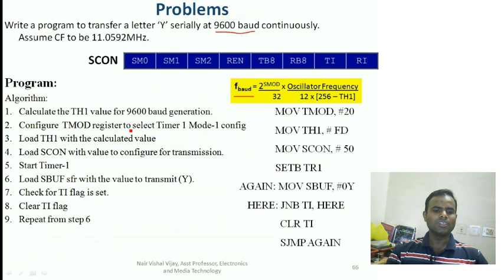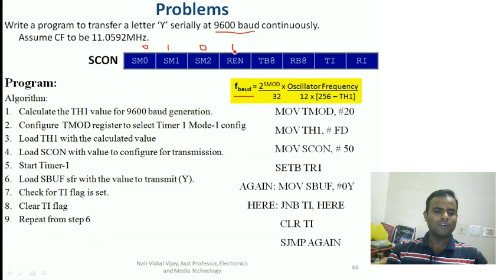Then you have to load TH1 with the calculated value, that is your FD, so that it will start giving a baud rate of 9600 bits per second. And load the SCON value. Now SM0 and SM1, because it is going to operate in mode 1, have to be 0 and 1. Now SM2 has to be 0, because we are not using multiprocessor mode. Receive enable has to be 1, and the rest of the bits have to be 0.